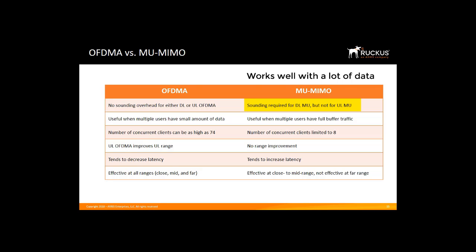What this means is that I need to have a lot of data to transmit. So when there is a lot of data to transmit, such as downloading a large video, multi-user MIMO is very useful. With OFDMA, there is no sounding overhead for either downlink or uplink OFDMA. I don't care where my clients are. I just allocate a chunk of spectrum, so there is no concept of sounding in OFDMA.